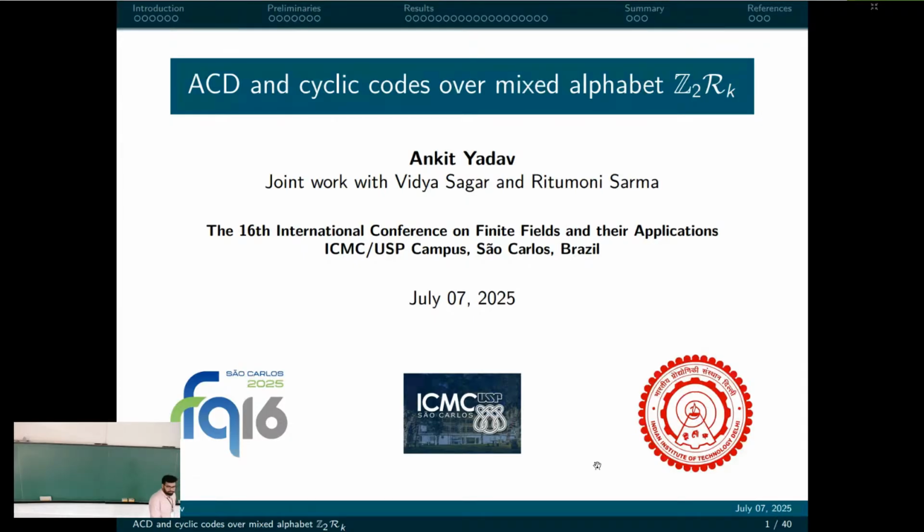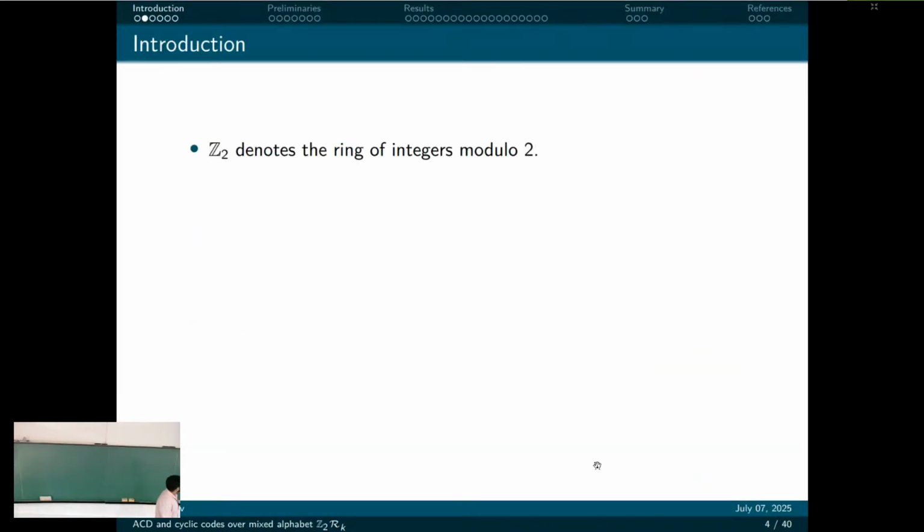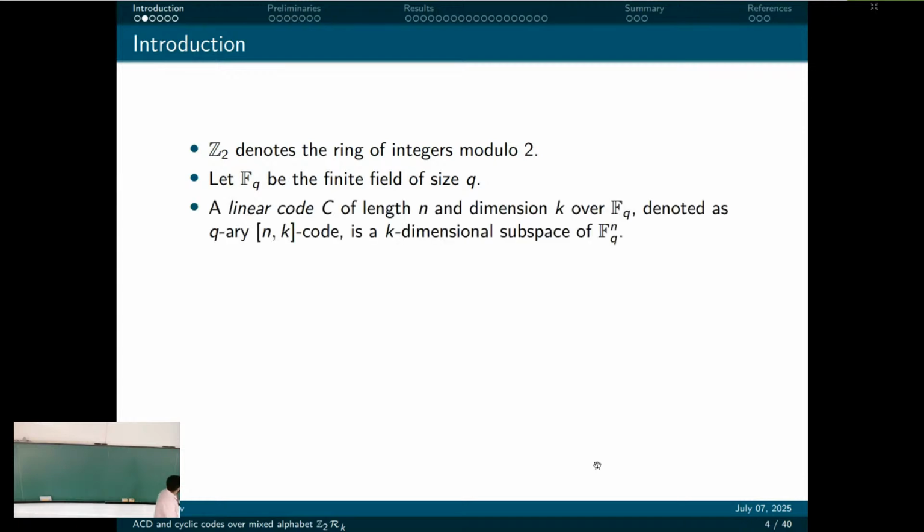This is the outline of my presentation. We start with the introduction. Throughout this talk, Z2 denotes the ring of integers modulo 2, and Fq is the finite field of order q, where q is a prime power. A linear code C of length n and dimension k is a k-dimensional subspace of the vector space Fq^n, and it is denoted by [n,k].